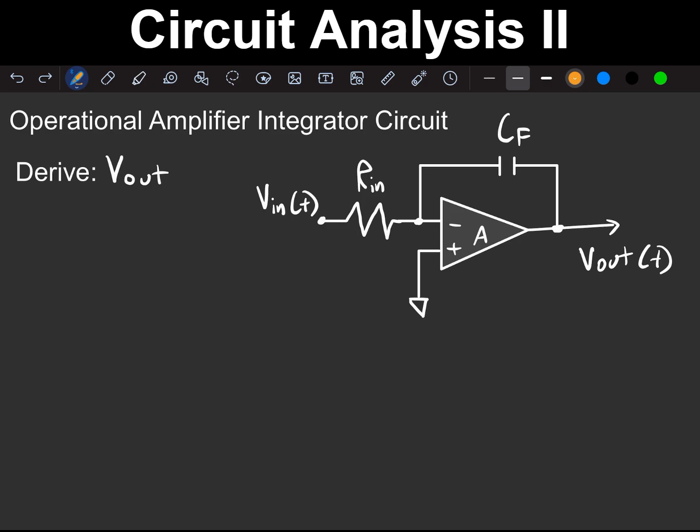One kind of problem that you might see in your Circuit Analysis 2 class is the operational amplifier integrator circuit. It's really not that bad once you break it down, so let's go ahead and get started.